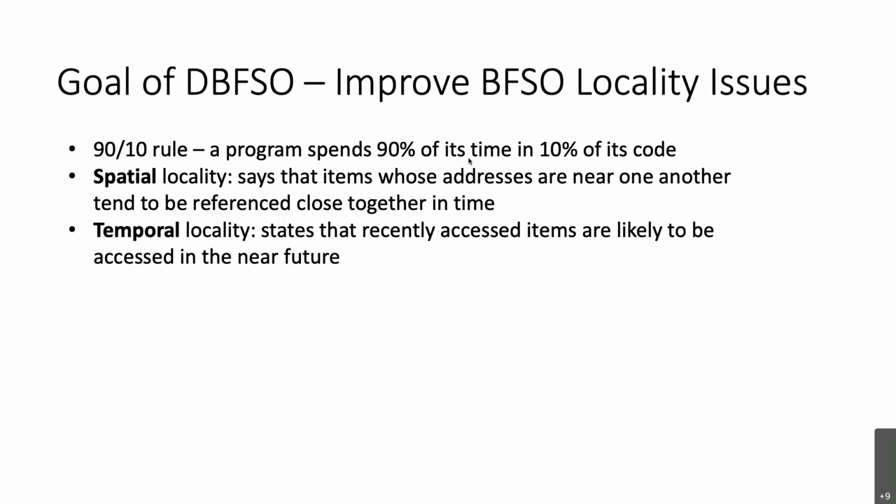Just a brief overview of some basic locality principles. We have the 90-10 rule: a program spends 90% of the time in 10% of its code. Spatial locality says that items whose addresses are near one another tend to be referenced close together in time. And then we have temporal locality, which states that recently accessed items are likely to be accessed in the near future.